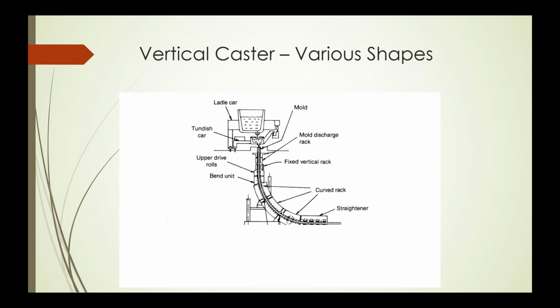This type of vertical caster, you could drop a wide variety of things. You can do a solid type bar of a robust size. You could also do rounds. You could do a variety of other things. You can do shapes. And the shape that is in the mold is what you get as long as you continue that shape all the way through the curvature and out the straightener.